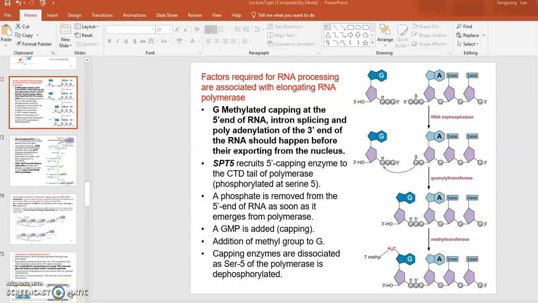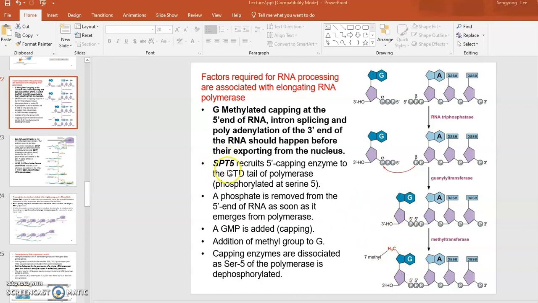Okay. And now let's talk about RNA processing, and that's happening almost simultaneously right after the initiation and elongation of the transcription. Okay, so like I said before, processing includes the 5' end of the RNA being G-methylated, capped, and the 3' end will be polyadenylated. And of course, intron splicing is involved. So there are 3 major RNA processing steps involved. Okay, among those, so 5' end G capping with the methylated G. Okay, let's see how that happens.